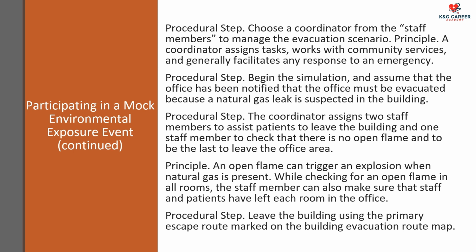Procedural step: the coordinator assigns 2 staff members to assist patients to leave the building and 1 staff member to check that there is no open flame and to be the last to leave the office area. Principle: an open flame can trigger an explosion when natural gas is present. While checking for an open flame in all rooms, the staff member can also make sure that staff and patients have left each room in the office. Procedural step: leave the building using the primary escape route marked on the building evacuation route map.